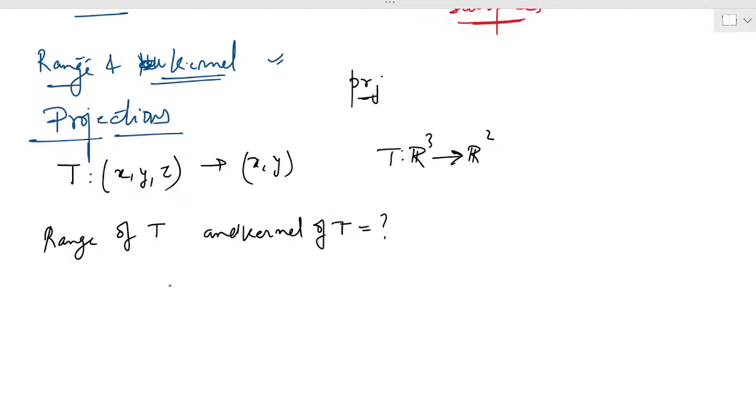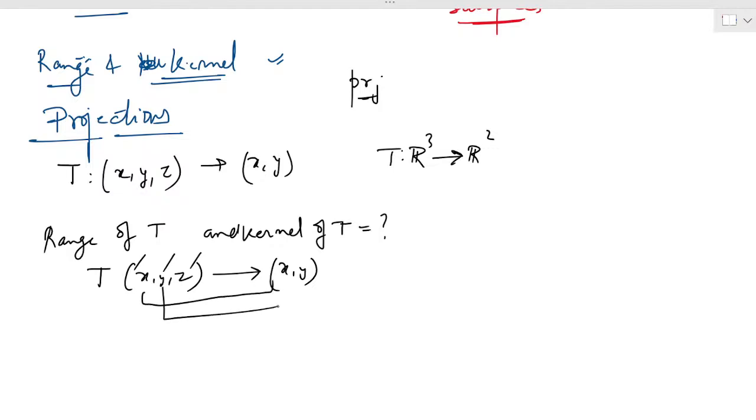Okay, so what would be the range of T? After all, we want to find, if I place x, y, z, where it is going to get mapped. So it is going to get mapped to x and y only. So if I take x belongs to R and y belongs to R, it will be an element in R square only. And if I take all x belonging to R and all y belonging to R, so what would be the range of T?